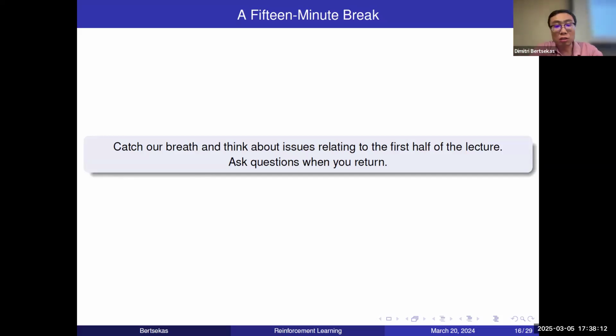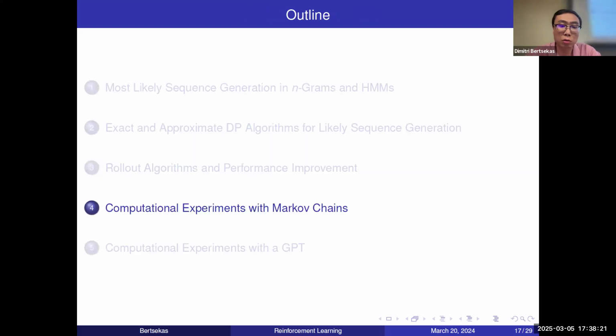Let's get started with the second half of the lecture. Now we're going to focus on some of the computational results we conducted using the rollout algorithm discussed in the first half. And before getting to all those computational examples, I want to make a few comments about the previous part of the lecture.